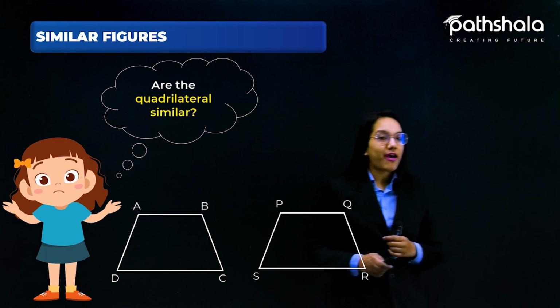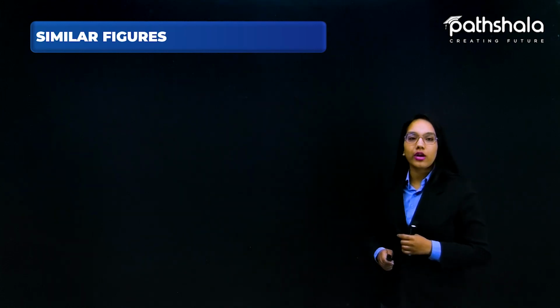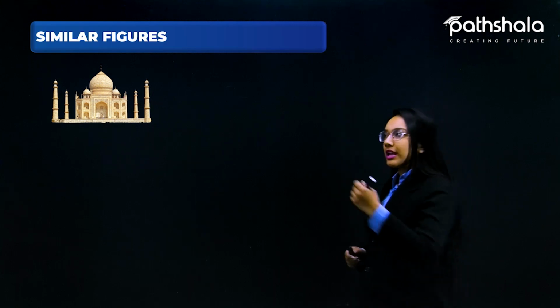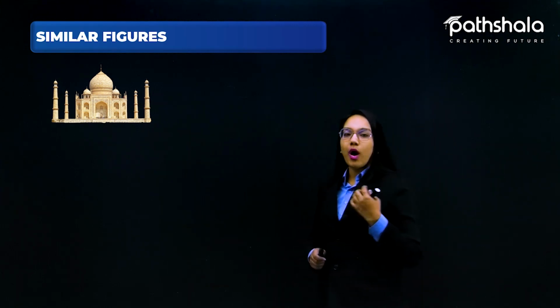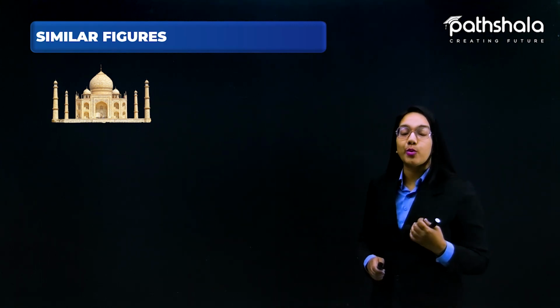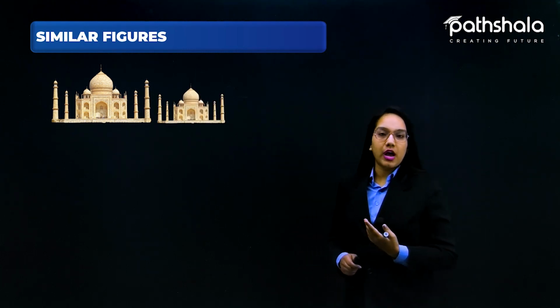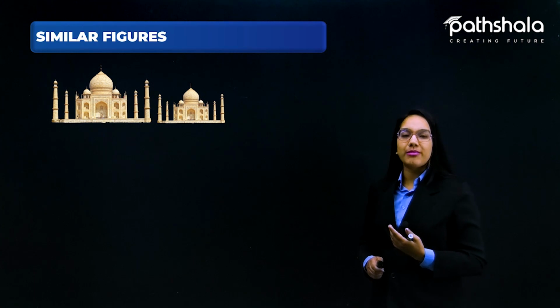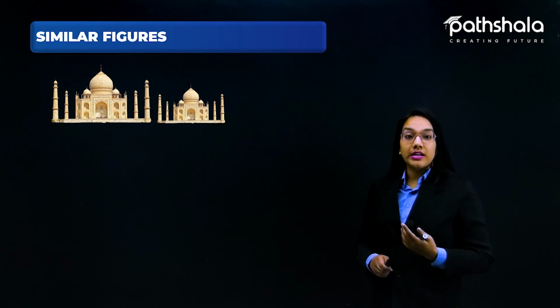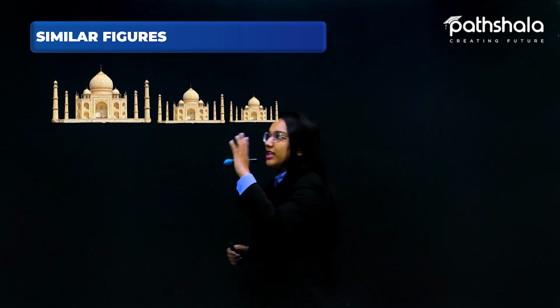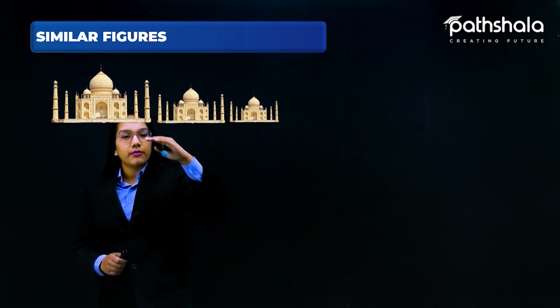So let us suppose if I'm taking a journal example, if I'm talking about a picture of a monument, let us suppose if I'm taking Taj Mahal. So this is one photograph of Taj Mahal. Let us suppose if I'm taking another photograph. So this is another photograph of Taj Mahal, and let us suppose if I'm taking another photograph, and this is my third photograph.